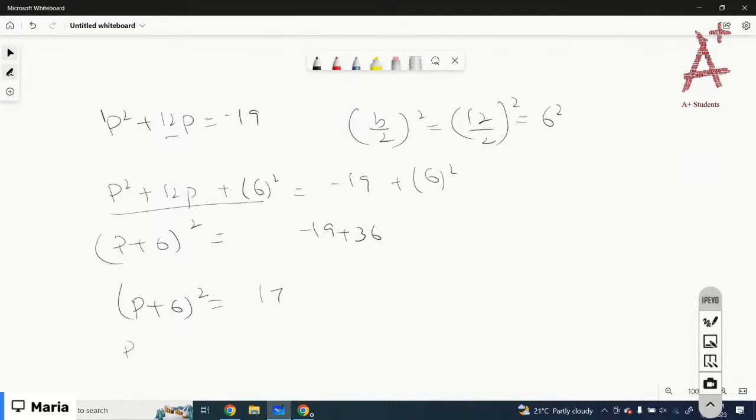So you have to square root both sides. So square root of 17 is 4 point something. Yes, it is 4.1. Got it. So it would be p plus 6 equals plus minus 4.1. So it would be p equals 4.1 minus 6 and p equals negative 4.1 minus 6. Got it?